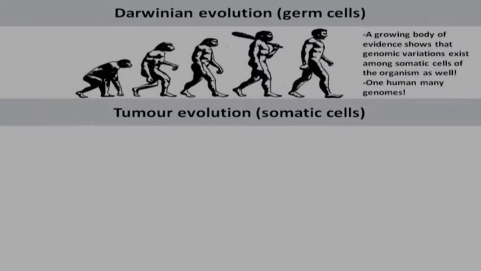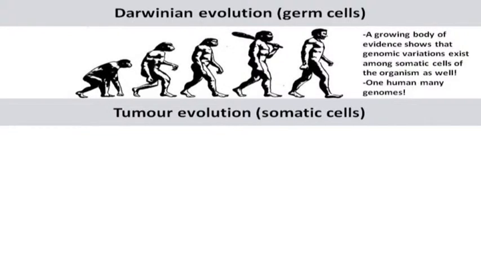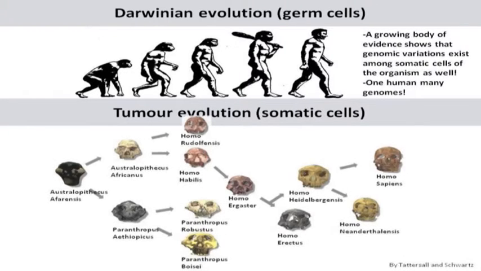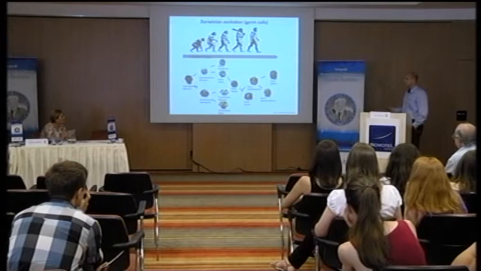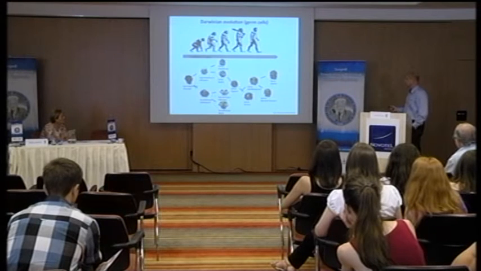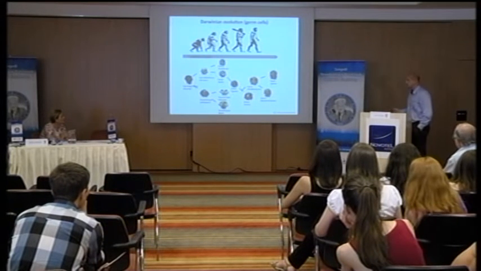I just put this picture here to recall your memories on Darwinian evolution. This picture represents the last 4 million years of human evolution, and this time was needed to evolve from Australopithecus afarensis to the modern human Homo sapiens. This Darwinian evolution process takes place in the germ cells, and one of the speed-defining factors here is the rate of gaining new mutations in the germ cells from generation to generation.